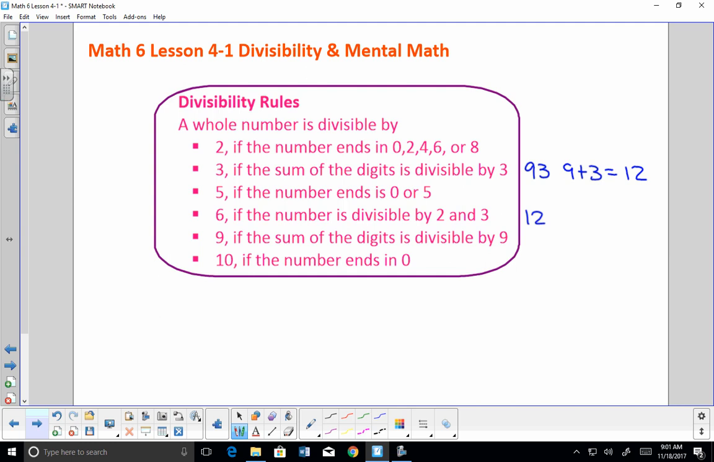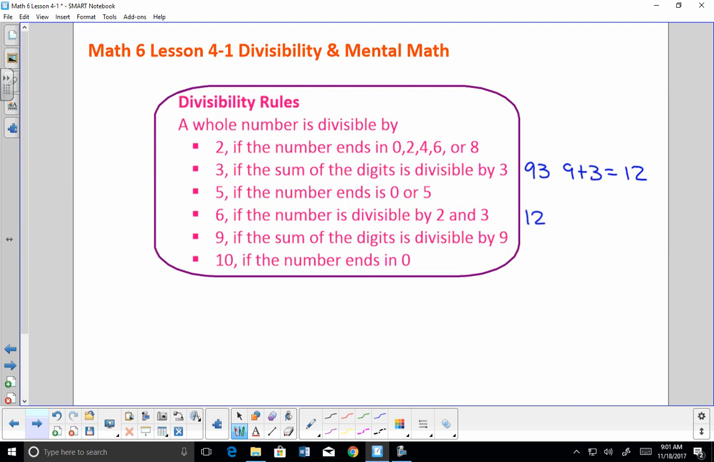A whole number is divisible by 9 if the sum of the digits is divisible by 9, just like the rule for divisibility by 3. If you can add up all of the digits and the sum ends up being a multiple of 9, then you know it is also divisible by 9. And we will practice some of these in a minute. A number is divisible by 10 if the number ends in 0.